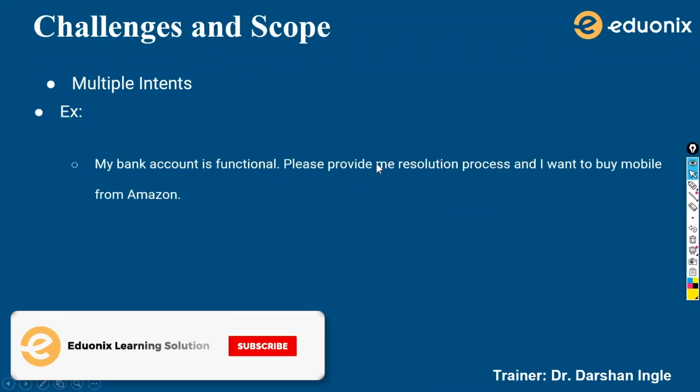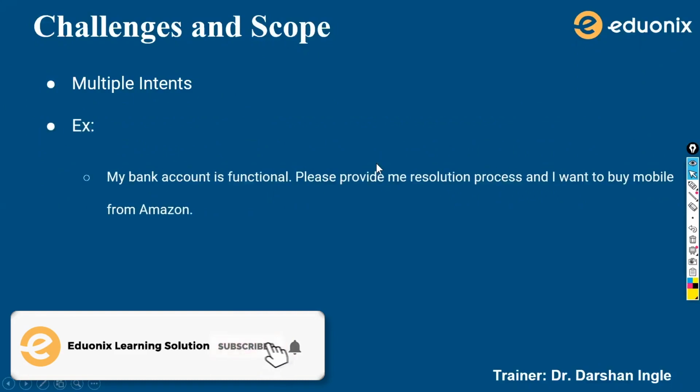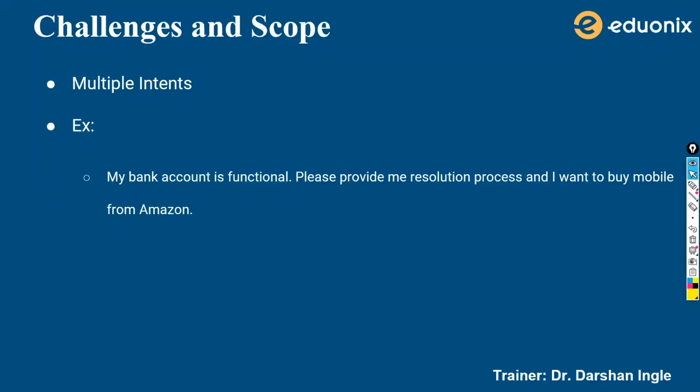multiple intents. Now, this is something which is multiple intent. Just observe over here. My bank account is functional. Please provide me the resolution process, and I want to buy a mobile from Amazon. Now you just see over here in these two sentences, I have given a lot of information which is enough to confuse a machine. So I am saying that my bank account is functional. Please process the resolution process.